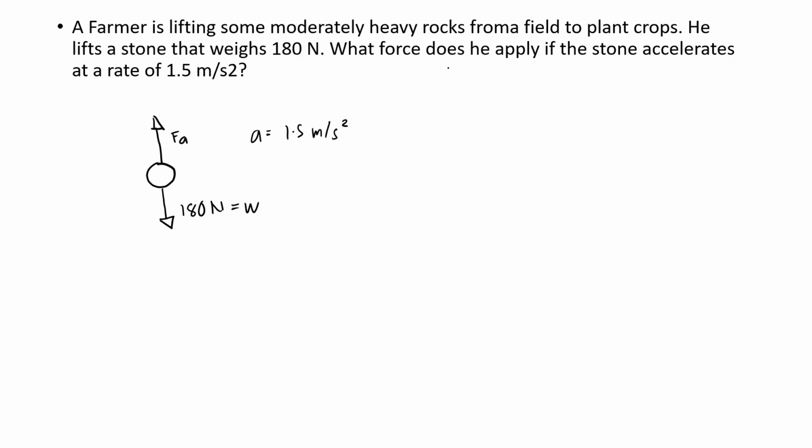The question is, what force does he apply if the stone accelerates at a rate of 1.5 meters per second squared? You know, guys, no? So what we are looking for here is the FA. Guys, no? What we are looking for is FA, not the net force, but the force exerted by the farmer on the stone. In solving FA, we first get the net force of this object, guys. So as I stated, net force is equal to ma.